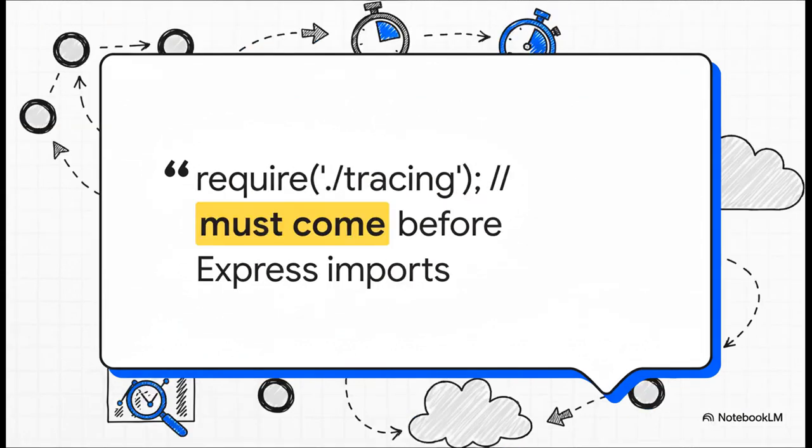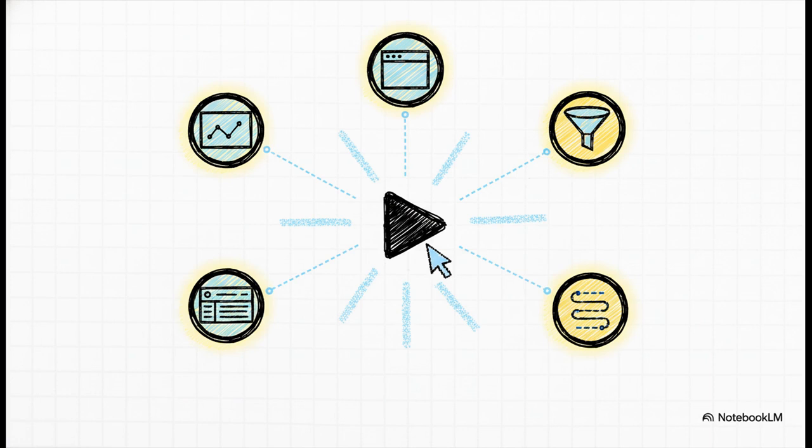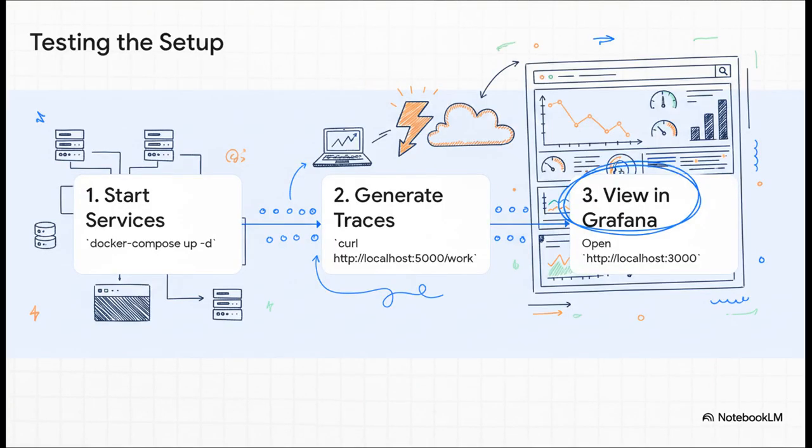Now, this is super important. This require has to be the very first thing that runs. No exceptions. All right, everything's configured. Time to fire it all up and see this thing actually work. It's just 3 quick commands. Start the services, send a test request, and then jump into Grafana.